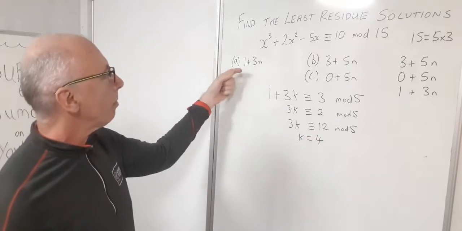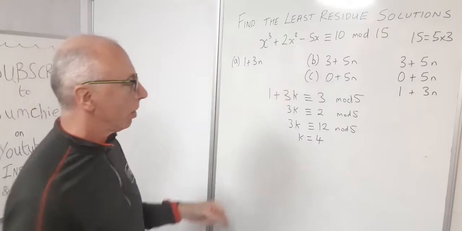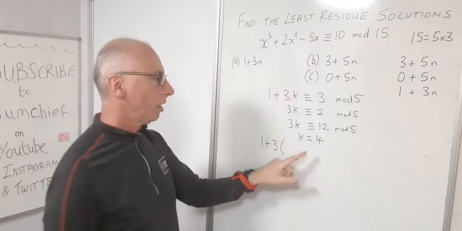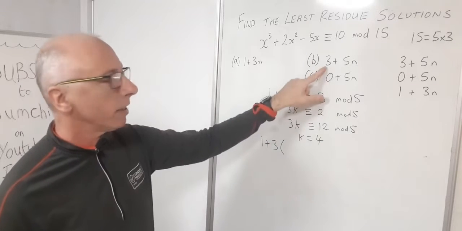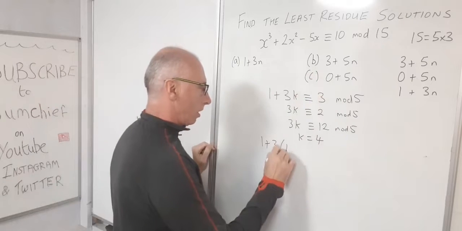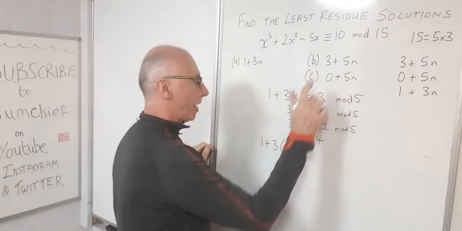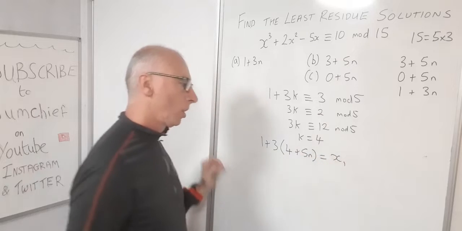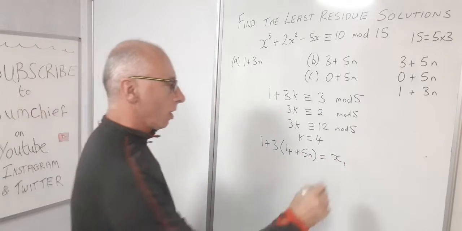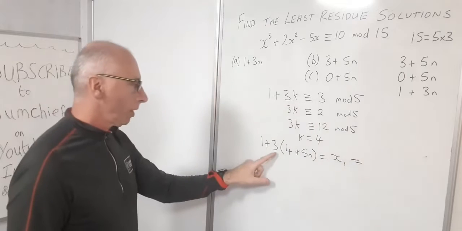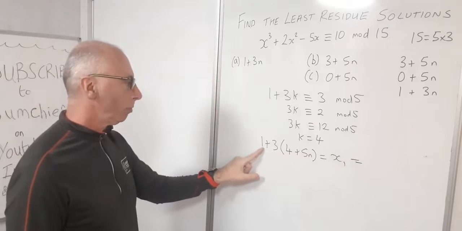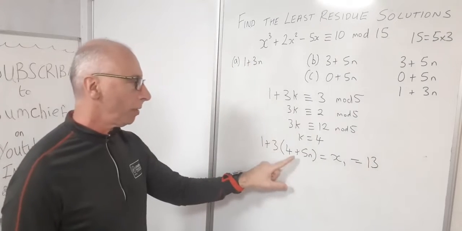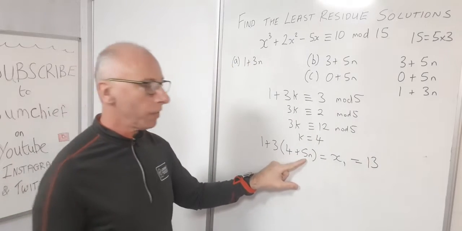And then we go straight back into my A and my B solutions. And now I want 1 plus 3 times, plug in my k, so 4, and then plus 5n. And that will give me my first solution. So simplify this up. 3 4s are 12, plus 1 is 13, and then 3 times 5n is 15n.